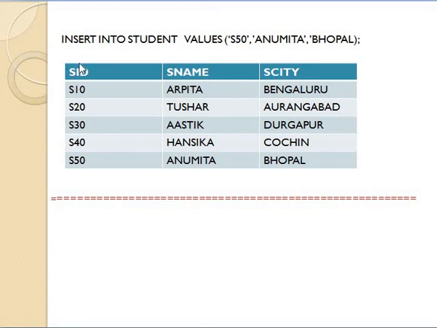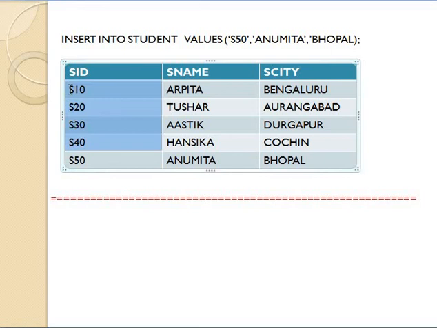Now see the SID column of this table known as student. The SID column contains values which are unique or distinct. Let me highlight these values. If you see each of these values for this column called SID, there is no duplication. That is, there are no duplicate values for this column called SID. And each of these values are unique. They are distinct.